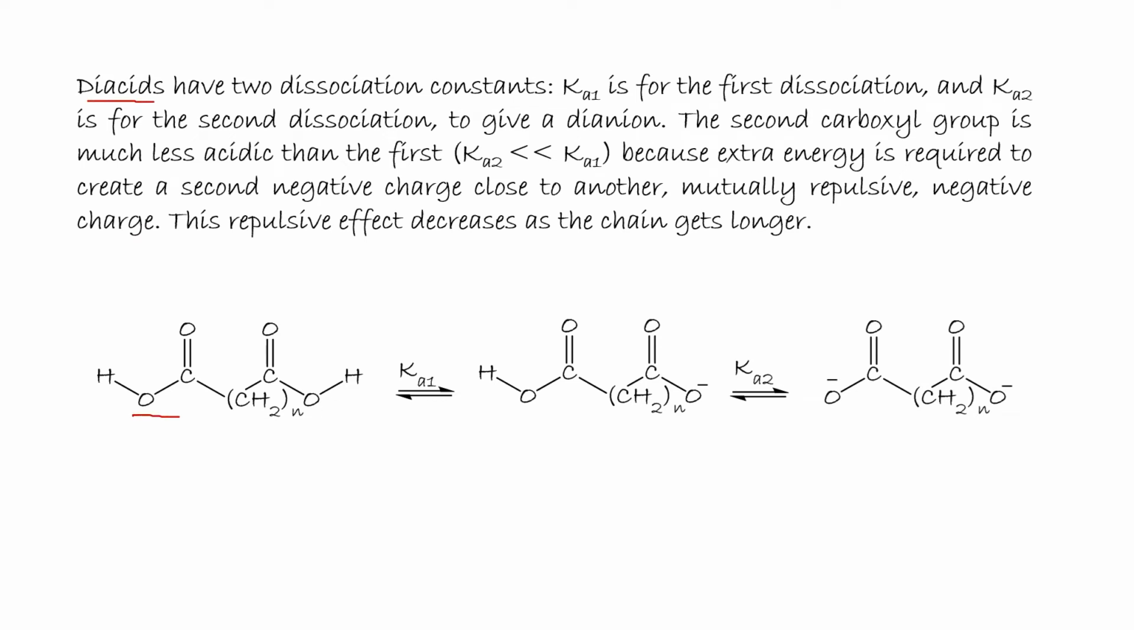Diacids, which have two acidic functions, have two dissociation constants. Ka1 is the first dissociation, and Ka2 is for the second dissociation to give the dianion. The second carboxyl group is much less acidic than the first because extra energy is required to create a second negative charge close to another mutually repulsive negative charge. This repulsive effect decreases as the chain gets longer.